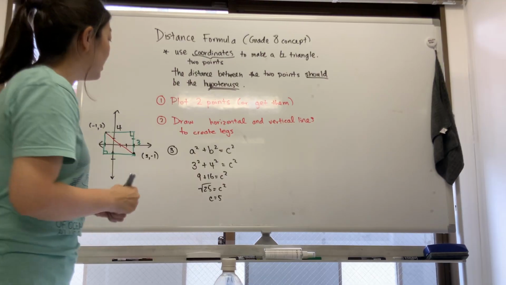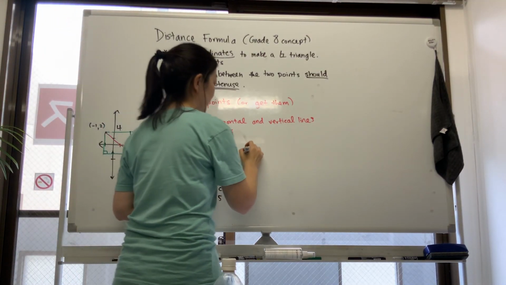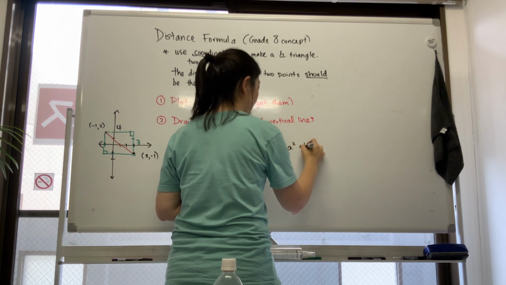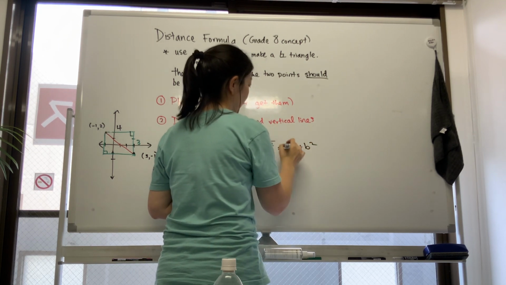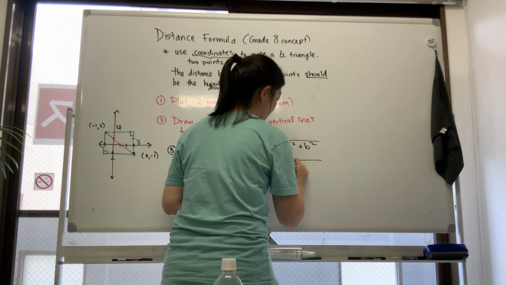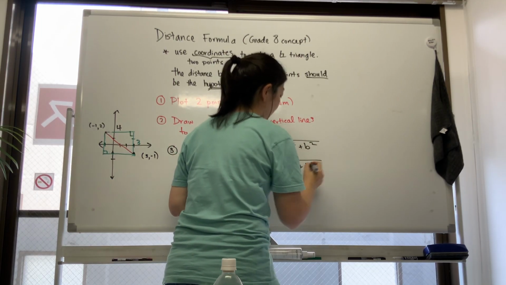One day, you will learn this as the distance formula. And how we get the distance formula is c squared equals a squared plus b squared.